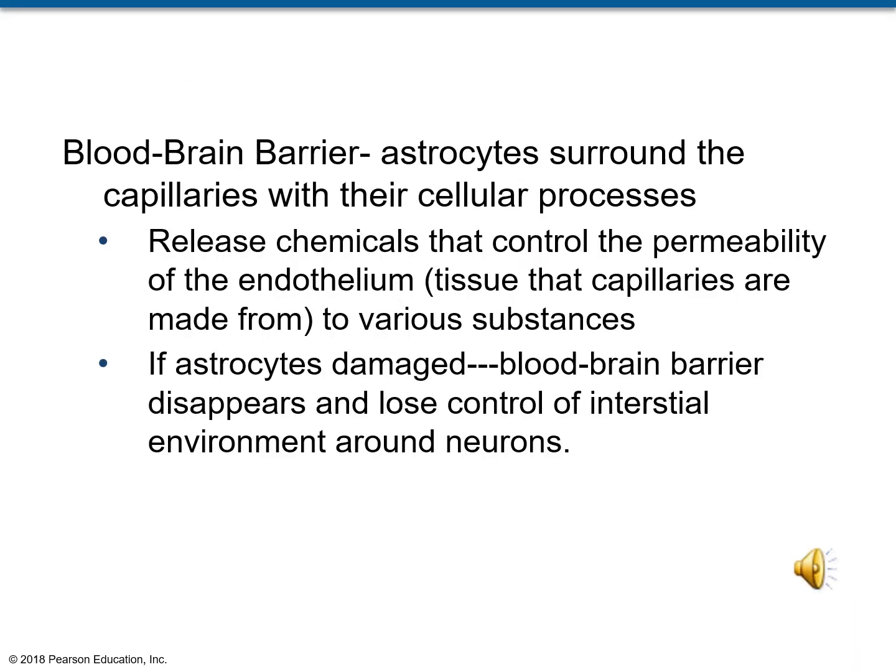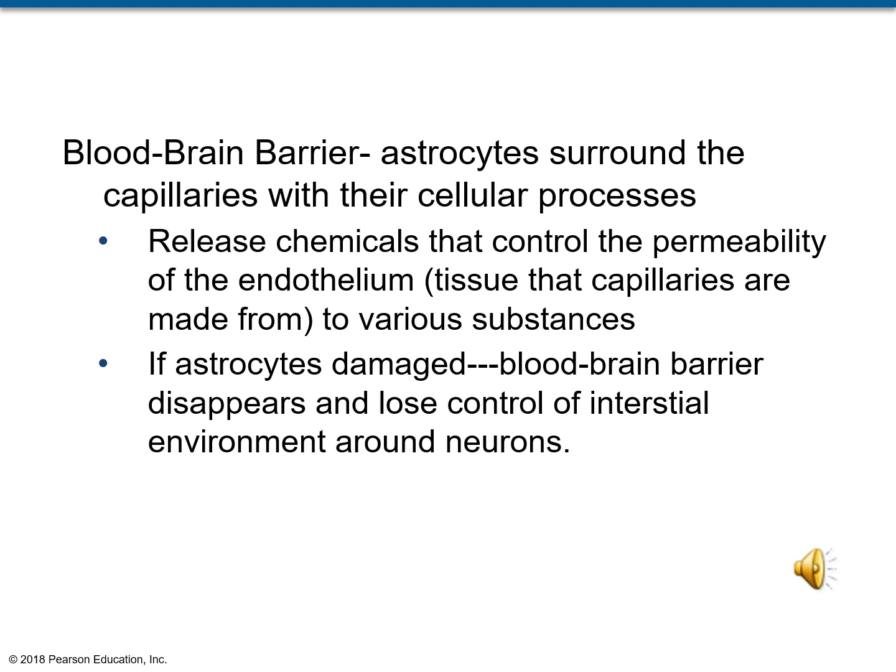The last layer of protection was the blood-brain barrier. With the capillaries surrounded by astrocytes, which have little cellular processes that wrap the capillaries, the astrocytes now regulate what can leave the capillaries up in the brain. So they're controlling all the interstitial fluid that's going to surround the neurons.